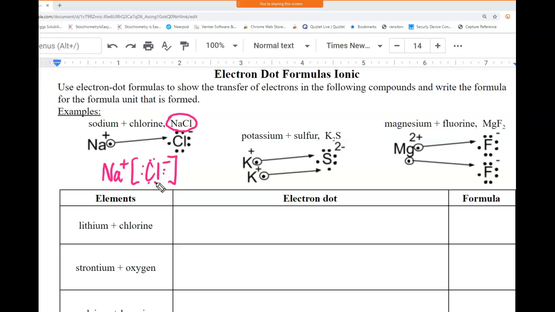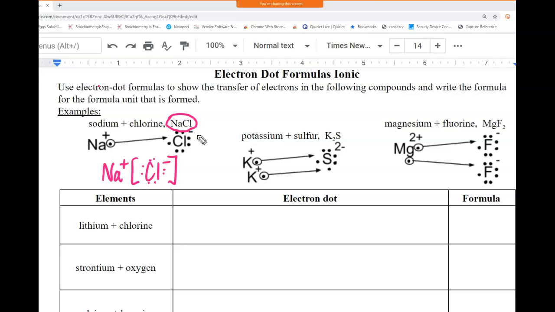And so we've made sodium chloride because we have made a neutral compound made of a 1+ ion and a 1- ion. And you can see some other examples here, but let's go ahead and do some examples together right now so you can take a look at what this looks like.